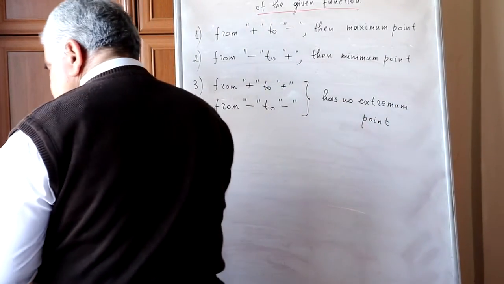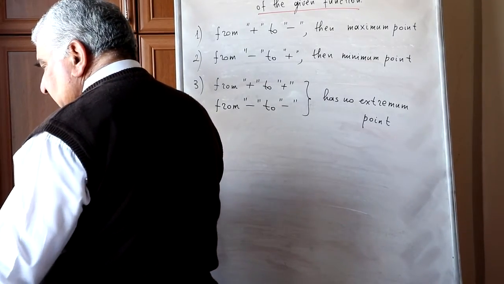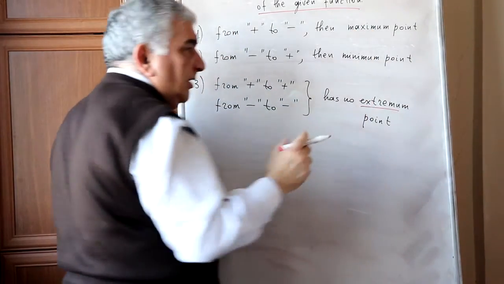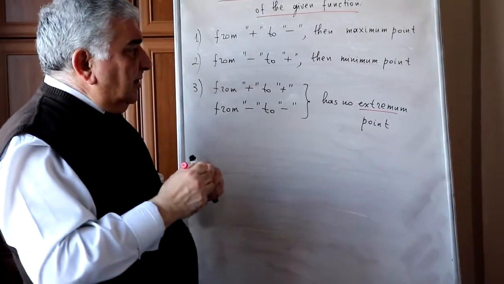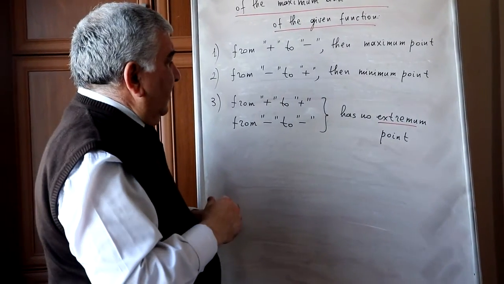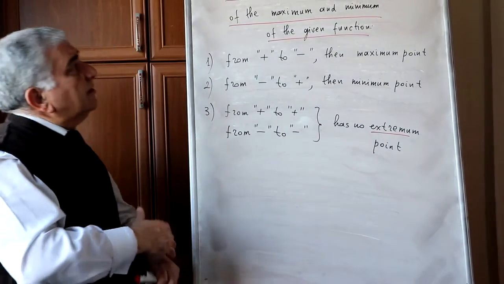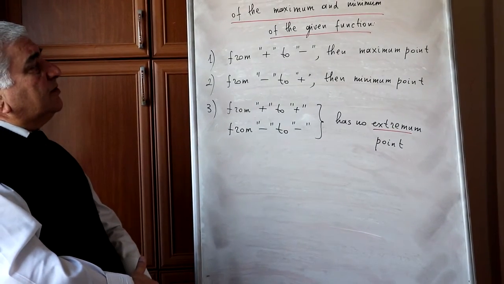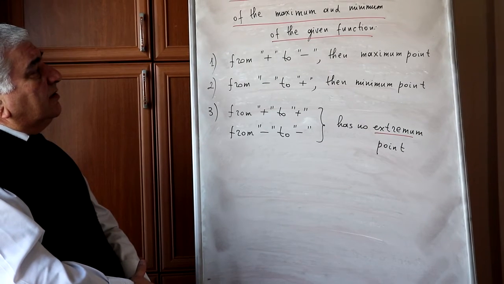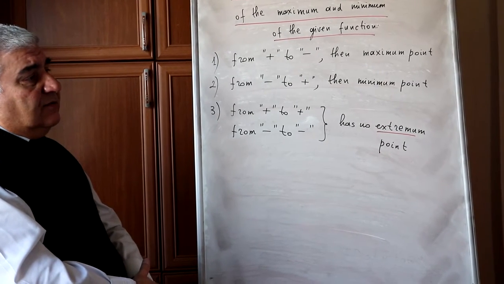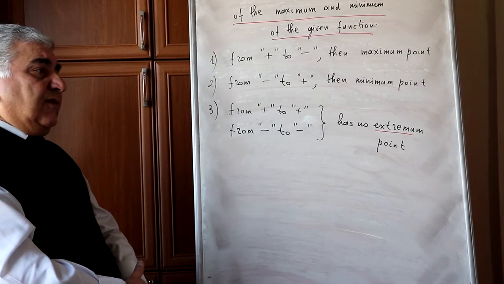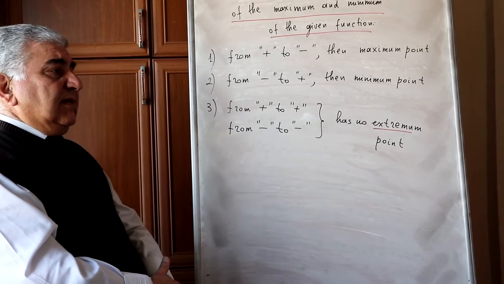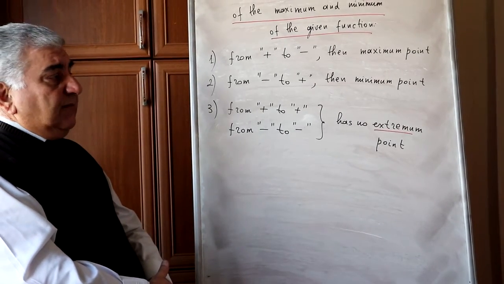Extremum is the common name of the maximum and minimum. Maximum and minimum together are named extremum. Then use these sufficient conditions of the maximum and minimum existence for the investigation of the given function for increase and decrease and maximum and minimum.